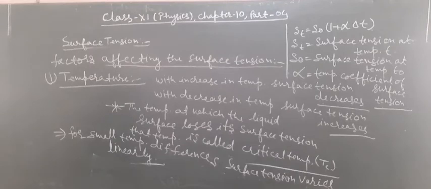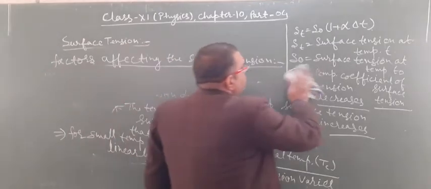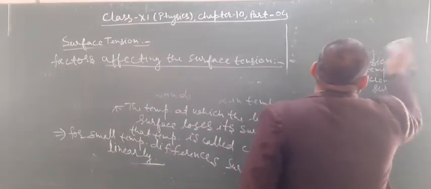Now, the second factor which affects the surface tension is the addition of impurity.